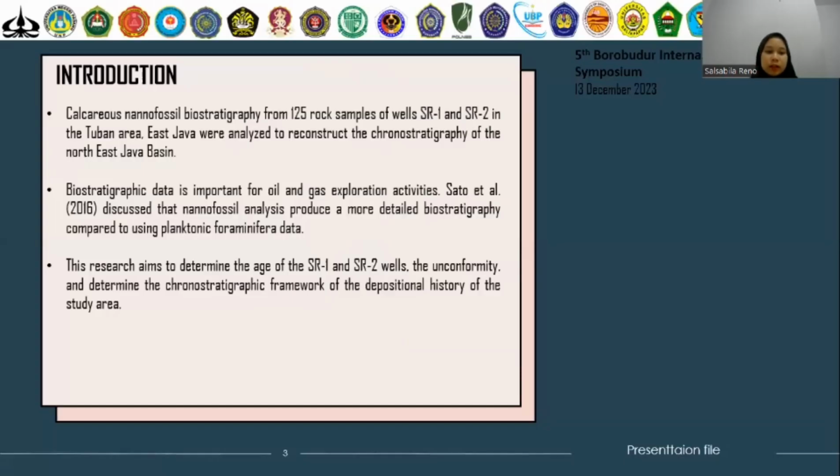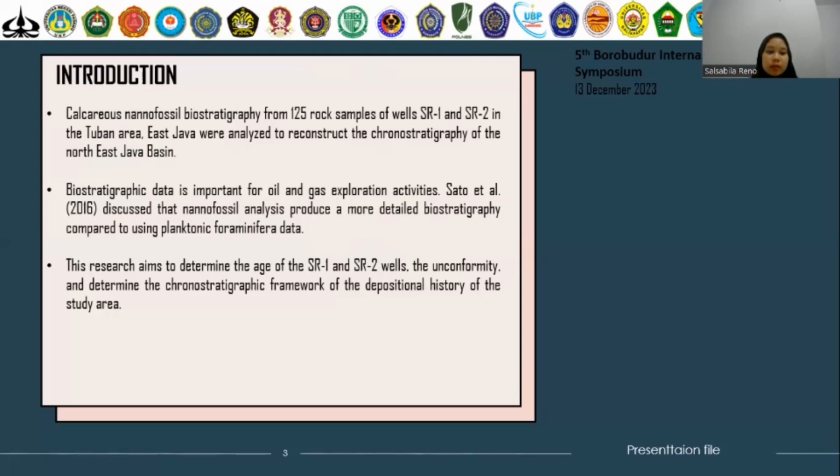For the introduction, Calcareous Nannofossil Biostratigraphy from 125 rock samples of wells SR1 and SR2 in the Tuban area, East Java, were analyzed to reconstruct the chronostratigraphy of the Northeast Java Basin. Biostratigraphic data is important for oil and gas exploration activities. Sato et al. 2016 discussed that nanofossil analysis produces a more detailed biostratigraphy compared to using planktonic foraminifera data.